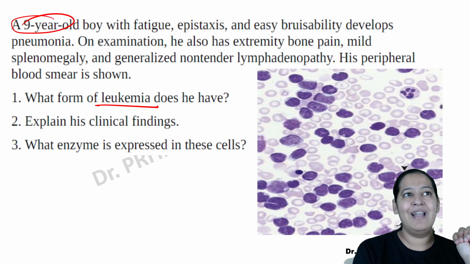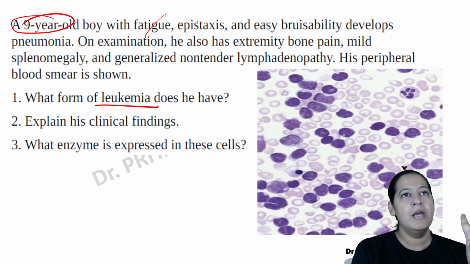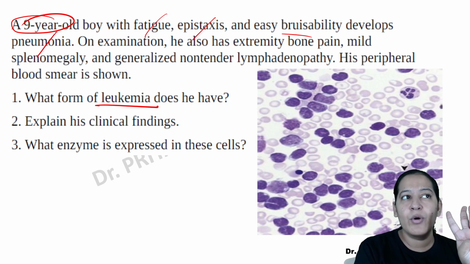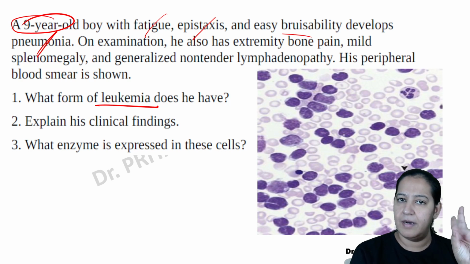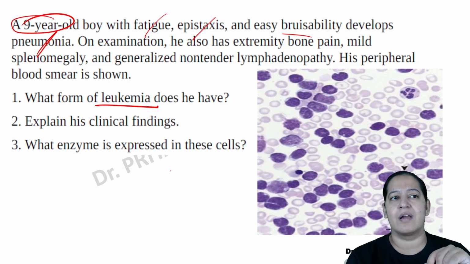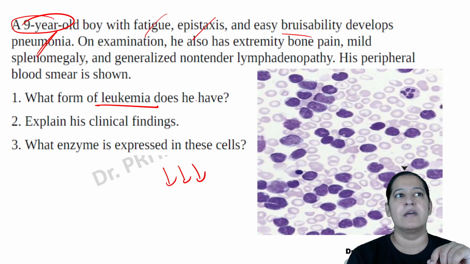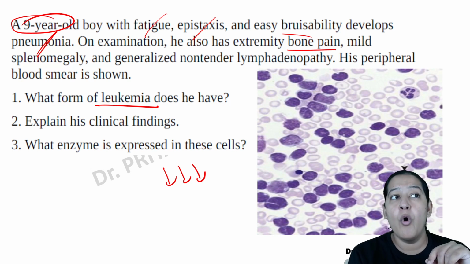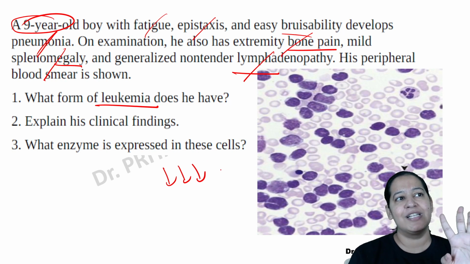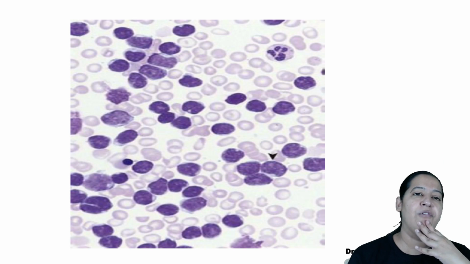So he is a child with fatigue. Fatigue means anemia. Epistaxis and easy bruisability mean thrombocytopenia, and pneumonia as an infection means leukocytopenia, so it is pancytopenia. All three things are less: RBC, WBC, and platelets. On examination, he is having bone pain, splenomegaly, and lymphadenopathy. Blood smear is given to you. Identify the type of leukemia.